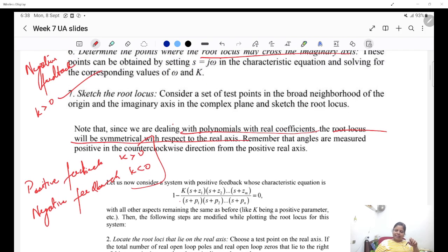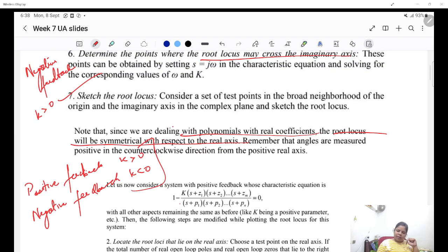So you see, there has to be only one difference from this set of rules. It was negative feedback and k to be positive. Now, if any one of the things changes, here it is a positive feedback and k is greater than 0, or if it is the same negative feedback but k is less than 0.